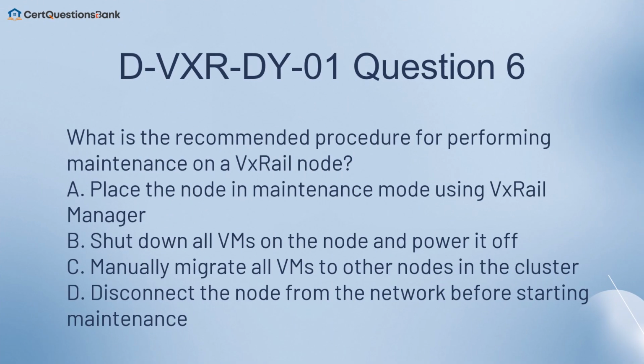What is the recommended procedure for performing maintenance on a VxRail node? A. Place the node in maintenance mode using VxRail Manager. B. Shut down all VMs on the node and power it off. C. Manually migrate all VMs to other nodes in the cluster. D. Disconnect the node from the network before starting maintenance.